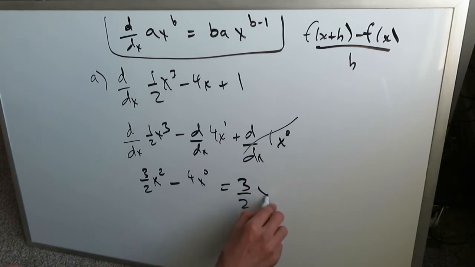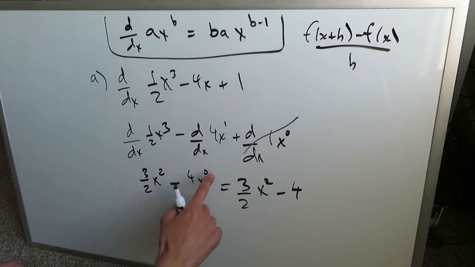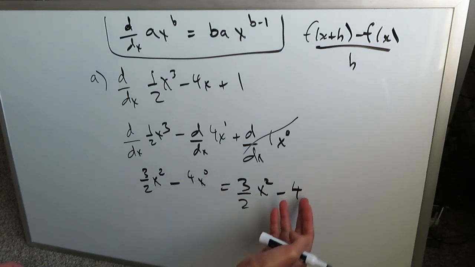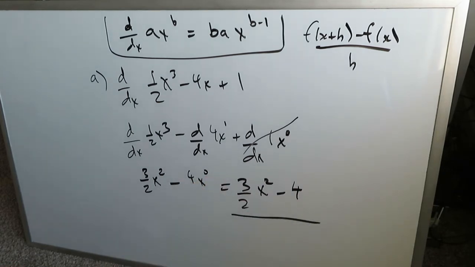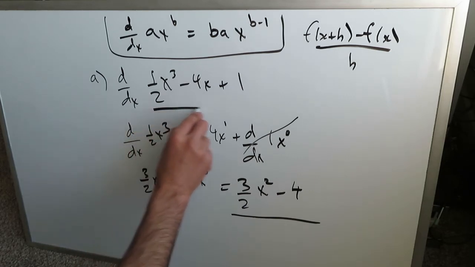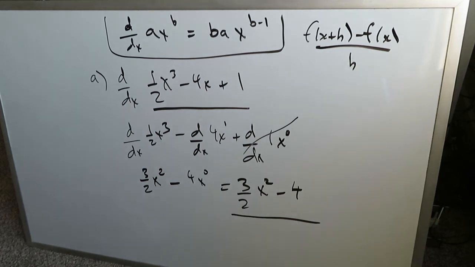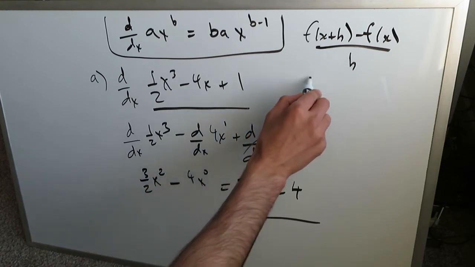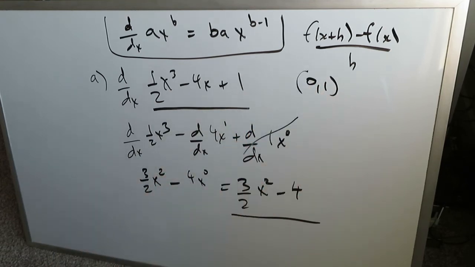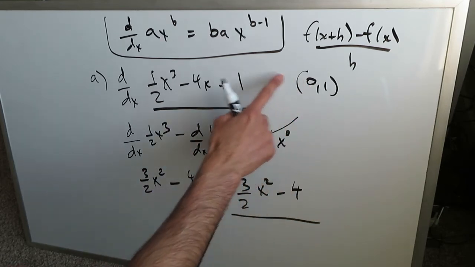It's nothing more than you writing it in a better way, 4, because x to the power of 0 is a 1, 4 times 1 is a 4. So this right here represents the derivative of this function. This would have been f of x is equal to x cubed over 2 minus 4x plus 1, and someone had told you to find the derivative of this, because this point lies on this curve, 0, 1, and you have to find the slope of the tangent line or the equation of the tangent line at 0, 1.